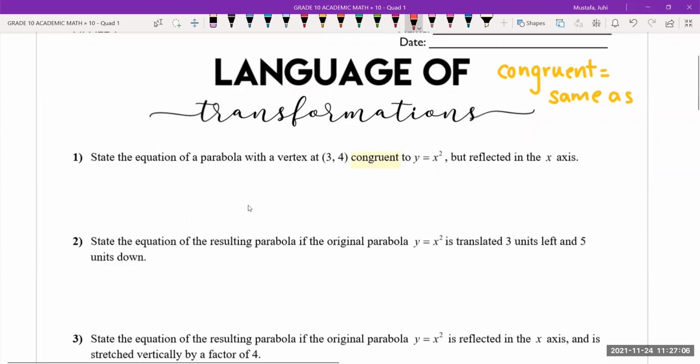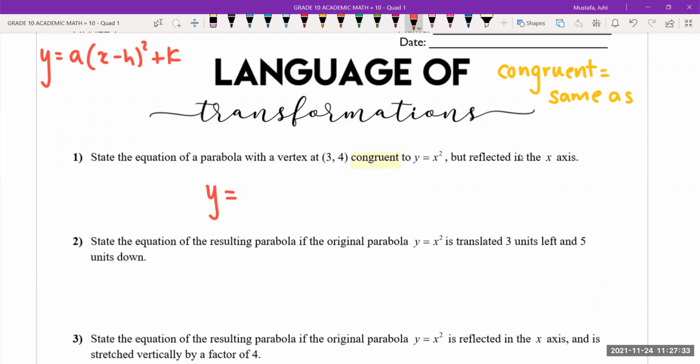Okay, so how are we going to do this? Well, we know our equation is going to start with y equals, and I just go in order. I know from the past, we have y = a(x - h) squared + k. So this is where you put the reflection and the stretch or compression. This is where you put the horizontal translation. This is where you put the vertical translation. So that's the order I'm going to use.